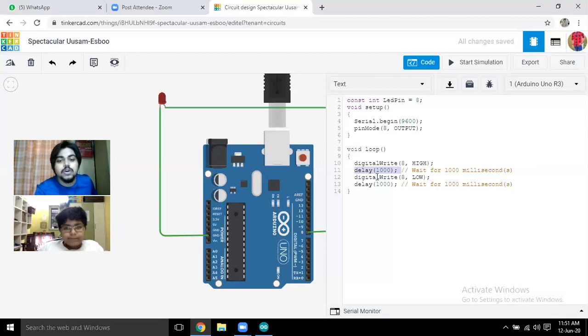So if delay is 1000, what is delay? Delay is a command which shows us that for this much time the entire task will be going on and on. After 1 second, the 8 pin will be LOW. That is, the LED will stop glowing for 1 second. Again, it will start glowing, again it will stop glowing. So at a 1 second interval, it will glow and it will stop glowing.